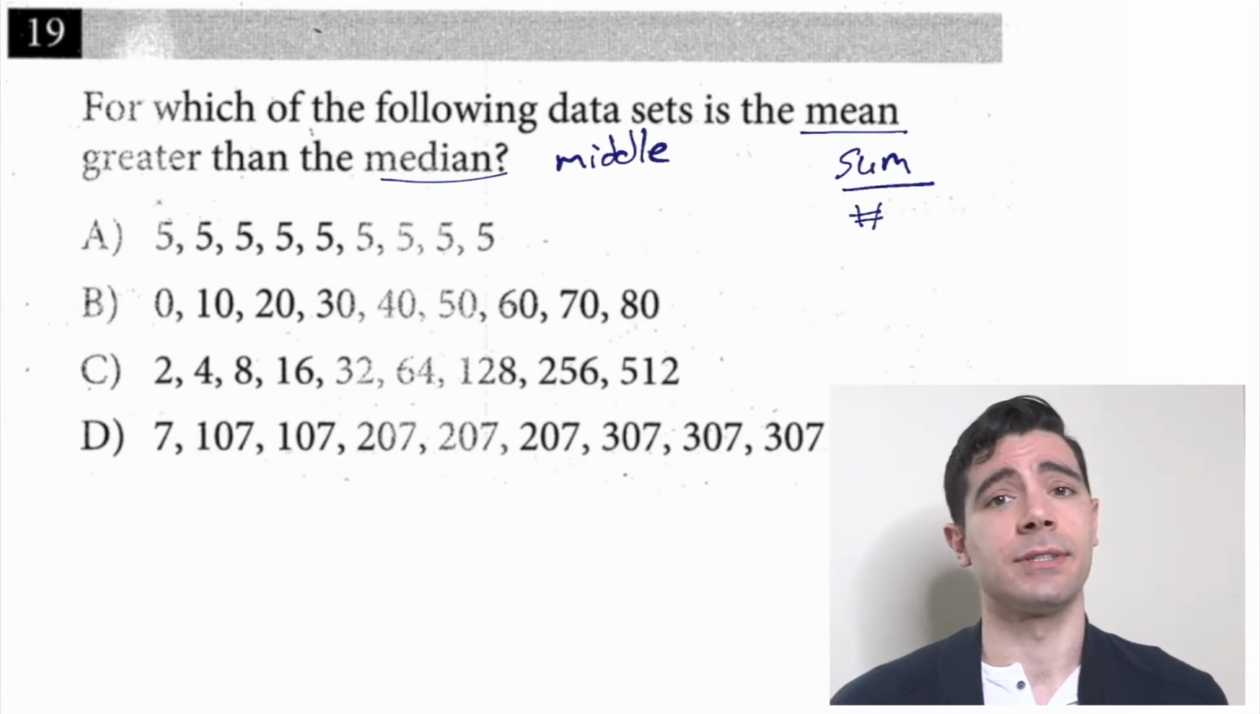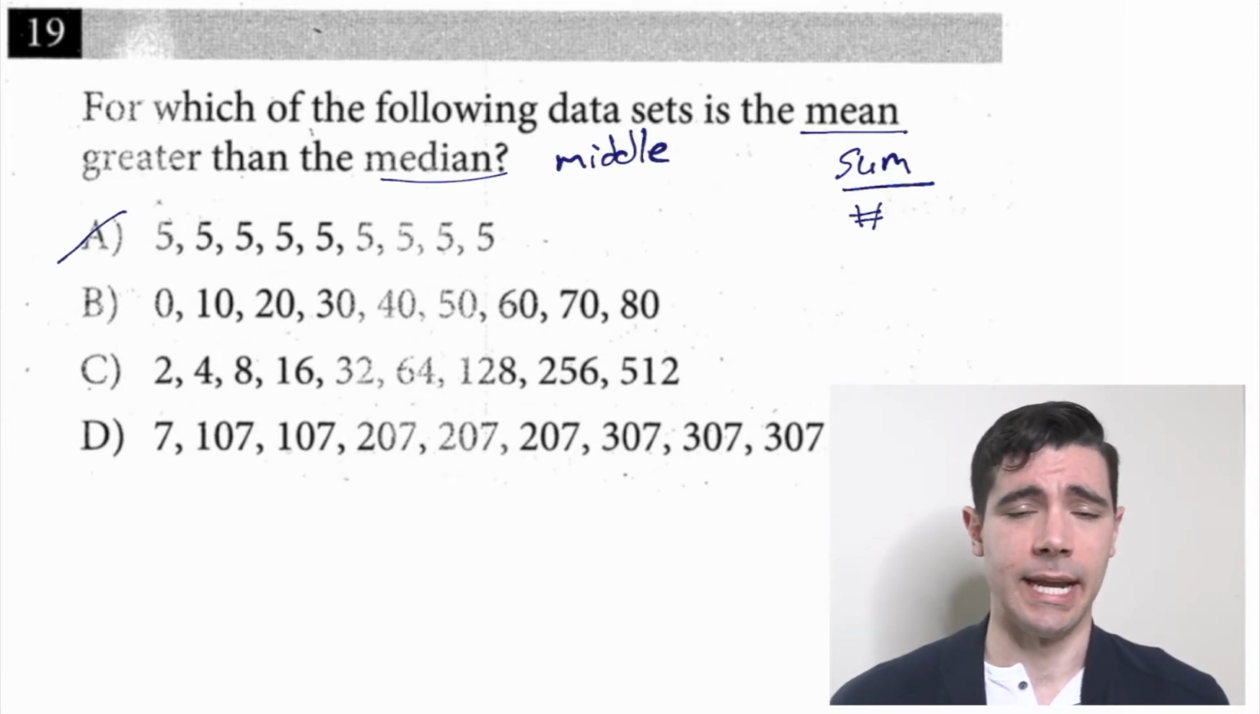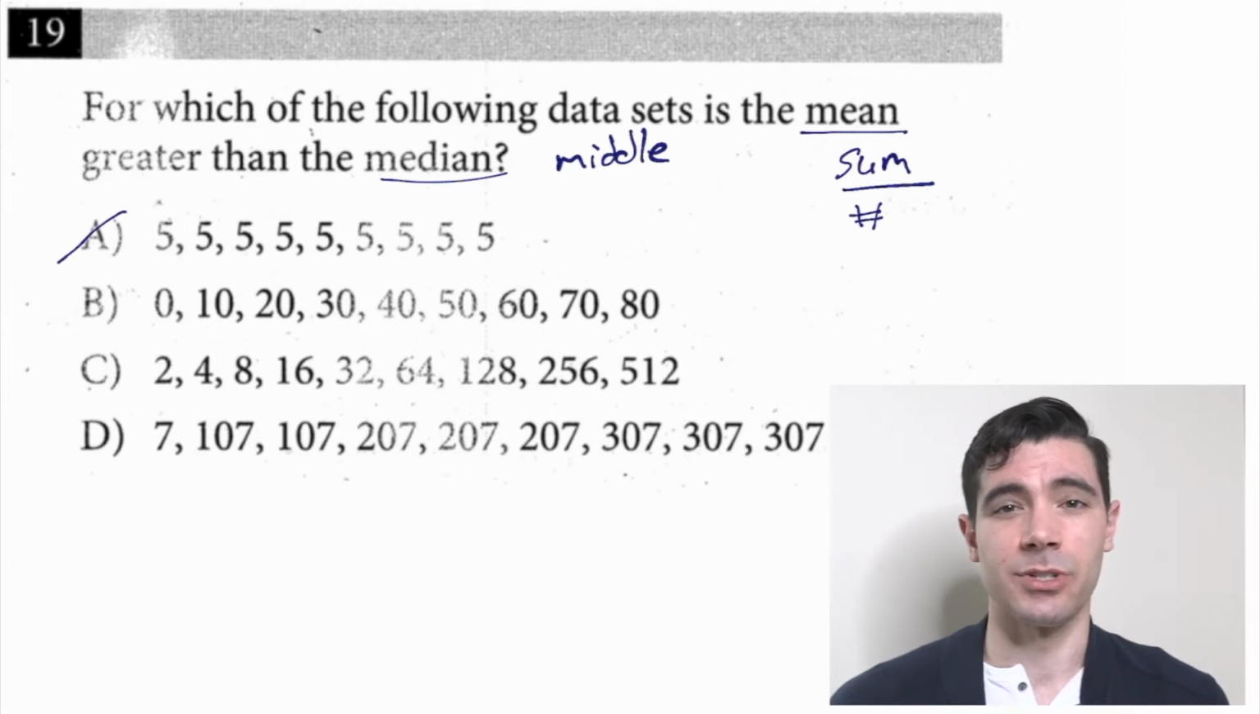A has all 5s. Looks kind of cool written out like that, but that's not what I'm looking for, so no. B has 0, 10, 20, 30, 40, 50, 60, 70, 80. Well, they're all equally spaced out. So it's not like the big numbers there are huge. Let's go to the next one.